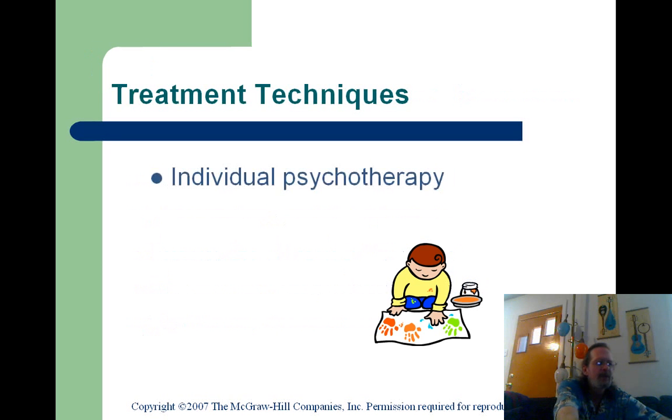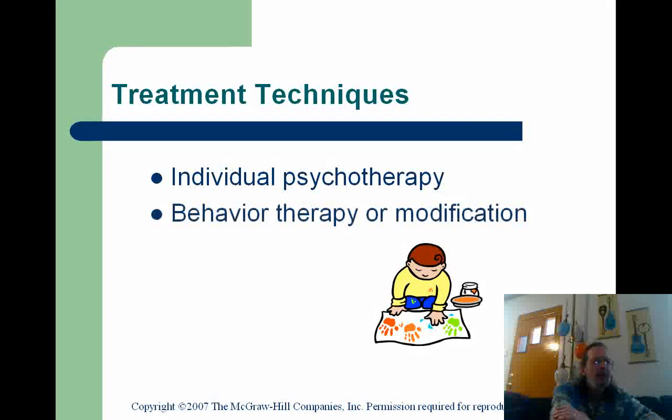Some real quick stuff on treatment techniques. Individual psychotherapy, which then often goes into family therapy, because generally if your child is having difficulties, you are at least part of the solution, if not part of the problem. So fairly often, once they start to get a handle on things, the psychologists will want the family involved so that they can know what's happening and help with things.